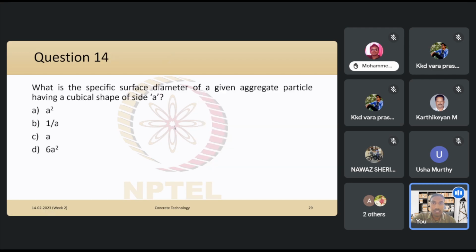Okay, question 14. We have to compute the specific surface diameter of a given aggregate particle which has a cubical shape of side A. The options are A squared, 1 by A and 6A squared. Six A squared, okay. Let me just launch the poll. You can put your answer in that and we'll wait for others also.